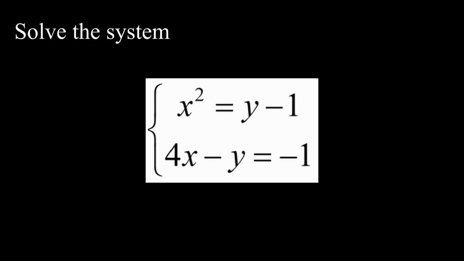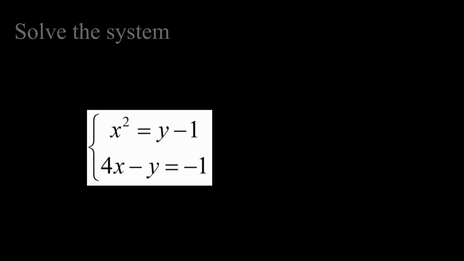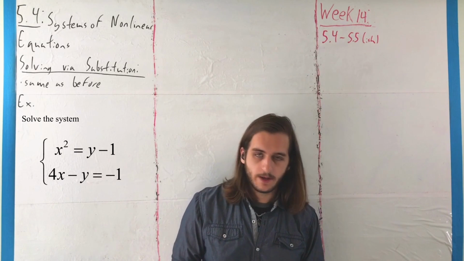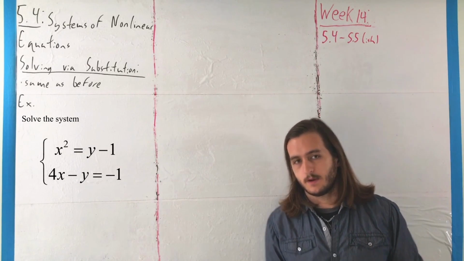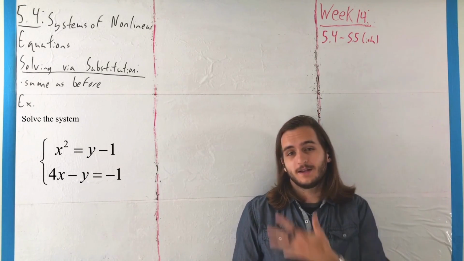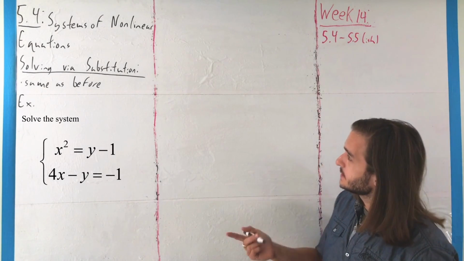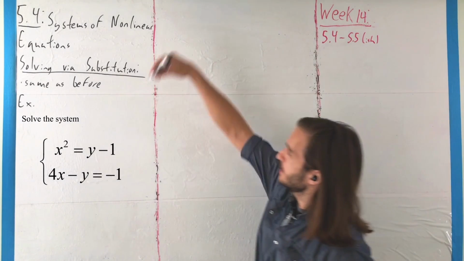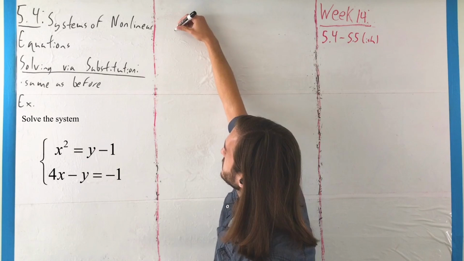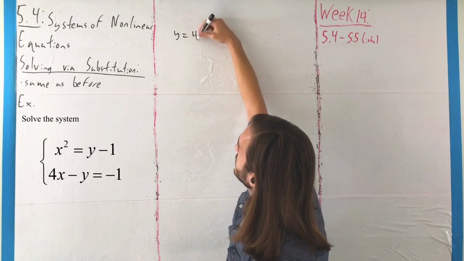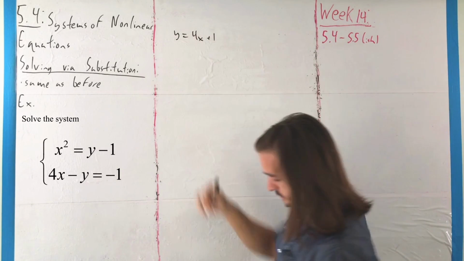So for our first example, we want to solve the system x squared equals y minus 1 and 4x minus y equals negative 1. Even though we have those extra squares in there, it might look like it's going to be a whole lot different. It really isn't. Because in that second equation, we can pull around a 1 very easily and turn that into y equals 4x plus 1.